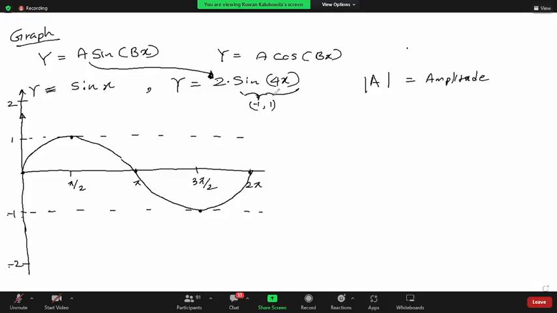Right. Then we have another thing. So sine x goes through up to 2 pi to complete a single cycle. Right. You can see something different from.